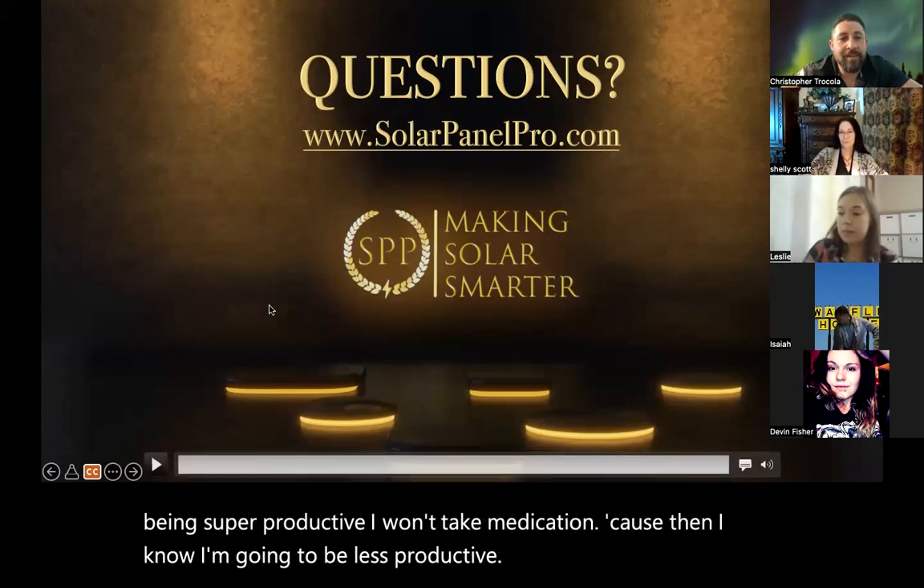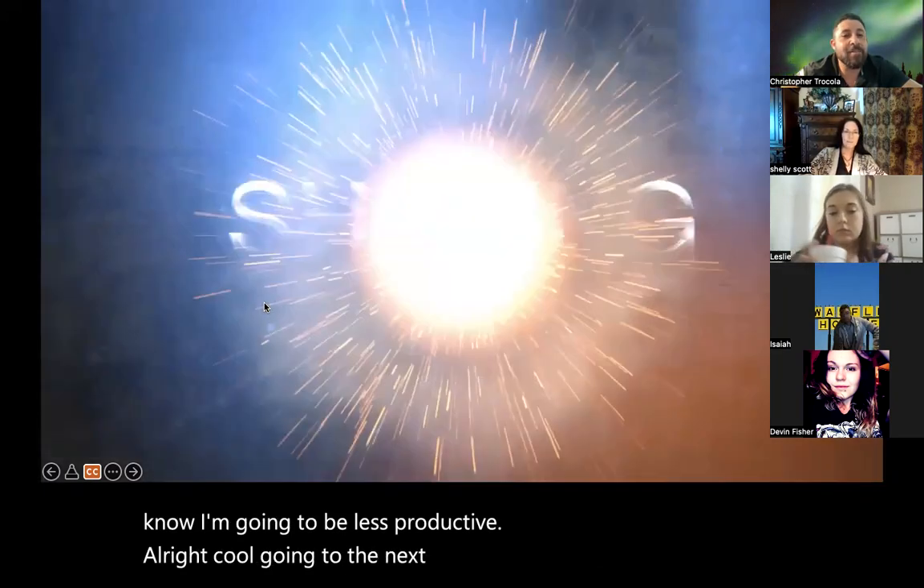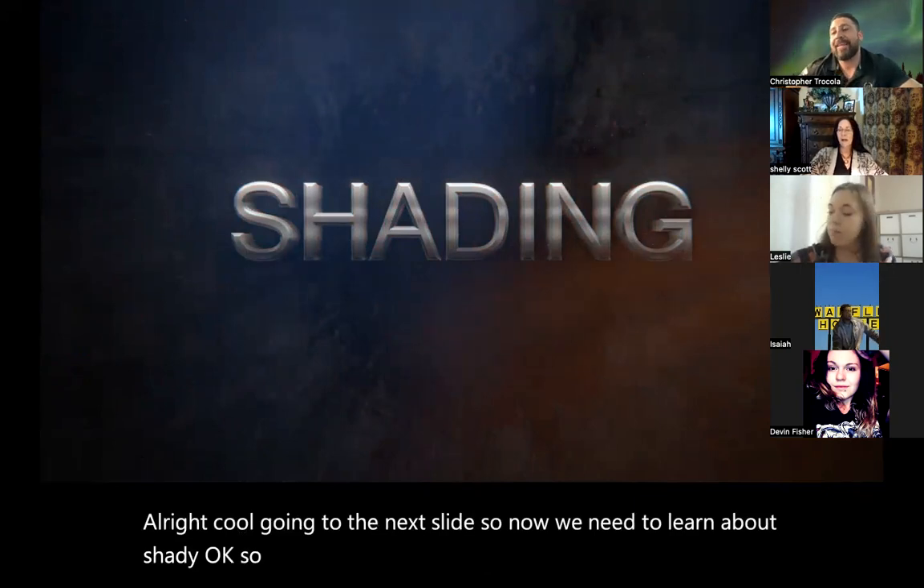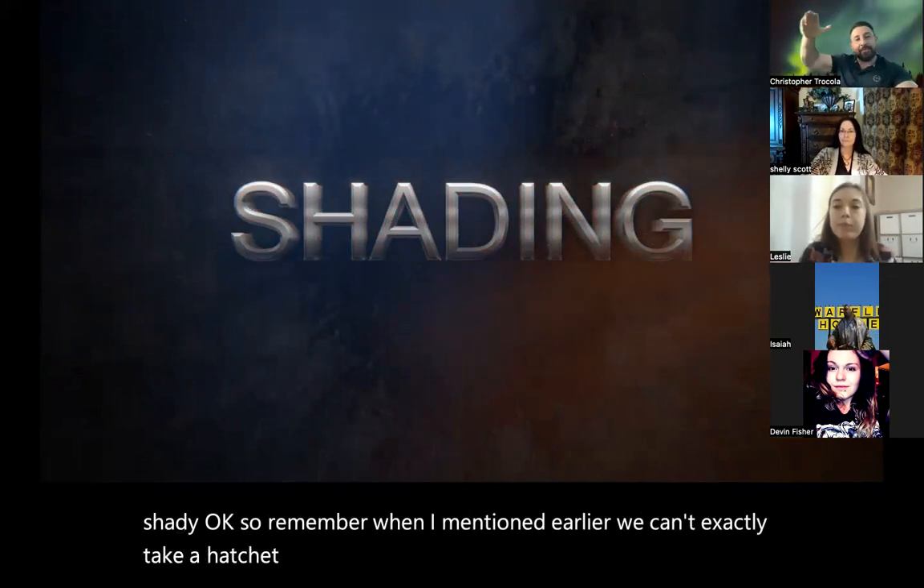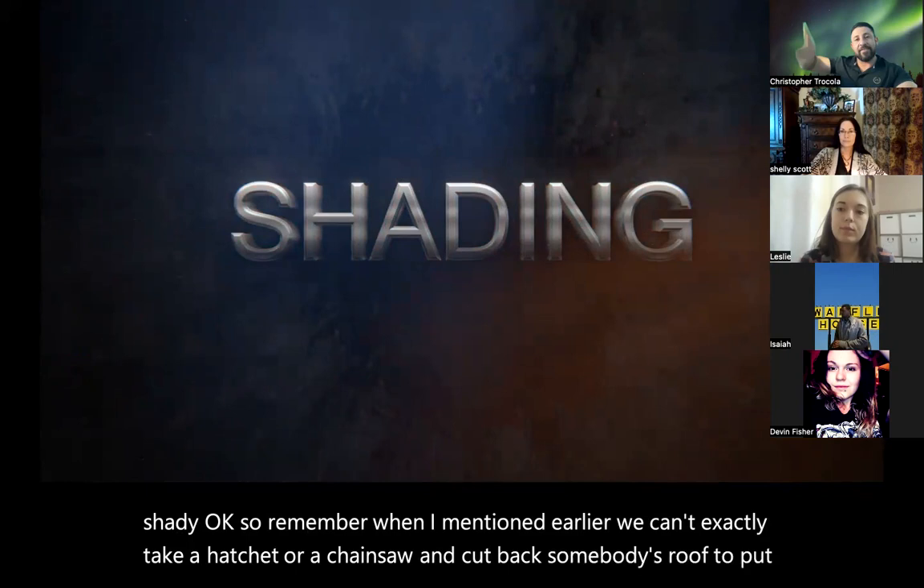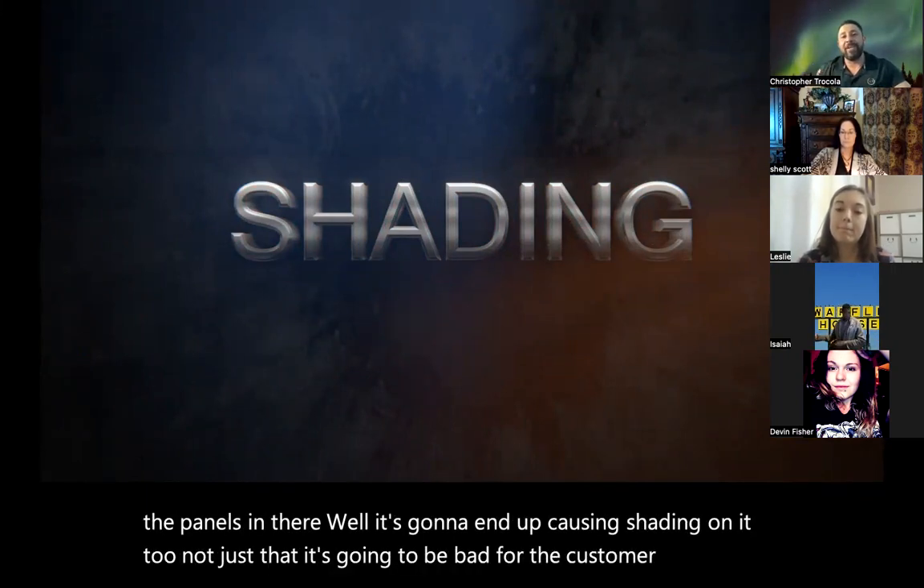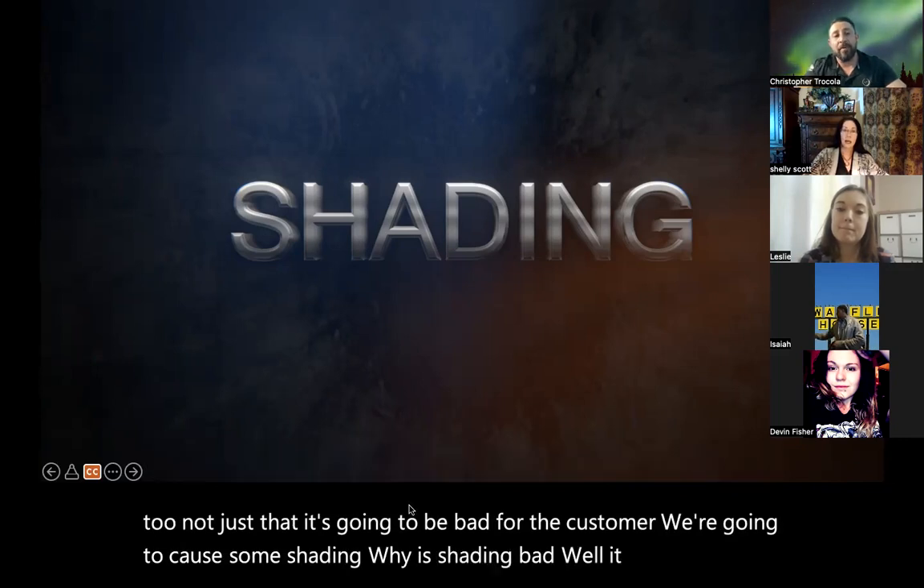All right, cool. Go on to the next slide. So now we need to learn about shading. Remember what I mentioned earlier? We can't exactly take a hatchet or a chainsaw and cut back somebody's roof to put the panels in. That's going to end up causing shading too, not just being bad for the customer. Why is shading bad? Well, it causes a problem for production.